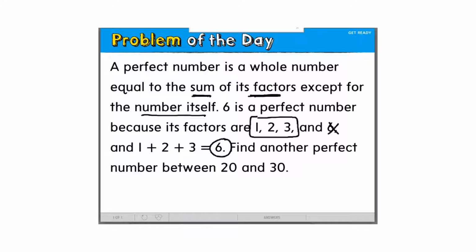So they would like you to find another perfect number that's between 20 and 30. This would be a good way to guess and check, or you can start at 20 and work your way up, thinking of what are all the factors of that number. And don't forget 1 and itself, but you don't count itself, but you have to count the 1. So use your paper to start, or your whiteboard. It's going to be a number between 20 and 30 that when you list all of its factors and add them up, it equals the number itself.